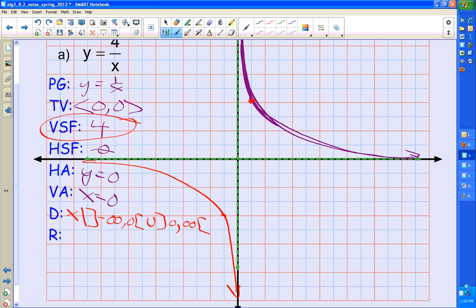Okay? What can't x be? 0. So for my domain, all I'm going to write is all values of x such that x is not 0. That double bracket, full shuns, means anything but 0. Easy. Your range, you could do the same thing for your range, or you could just say all values of y such that y is not 0. It's up to you.